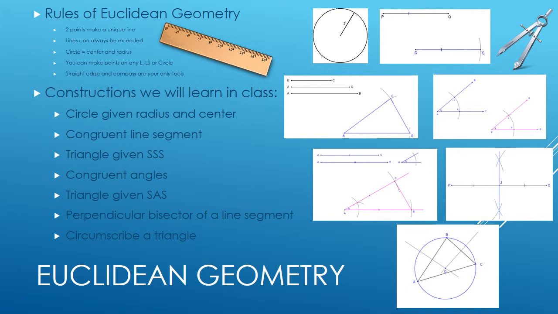So the major rules are: 2 points will always make a unique line, meaning no other line can be made from those 2 points. Lines can always be extended in either direction. Circles can be created using a center and a radius. And you can make any points on any line segment, line, or circle, so you can just arbitrarily choose points. With these rules in play, you can create just about anything you'd like, and you can even determine congruence and angle measure using the Euclidean geometry principles.